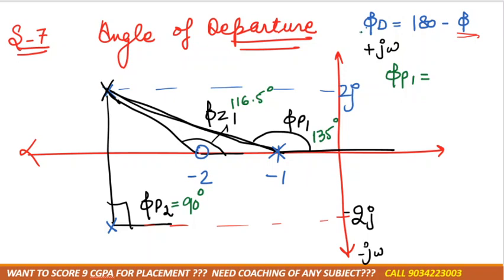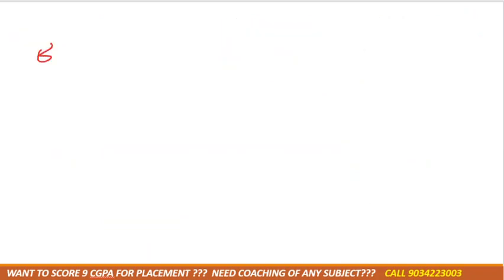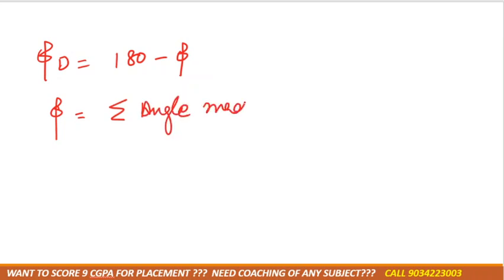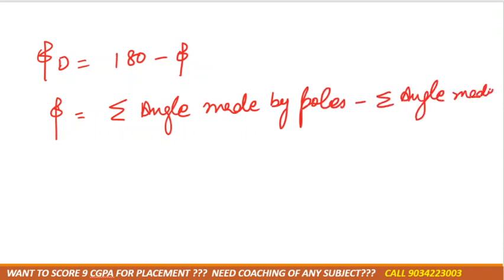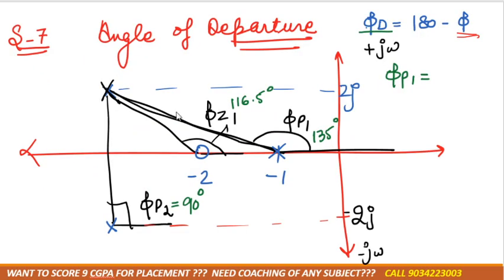Now angle of departure formula is what? Phi d is equal to 180 minus phi, correct? And phi is how much? That is the summation of angles made by poles minus the summation of angles made by zeros, correct? So phi would be how much? You can do the summation of angles made by poles and angles made by zeros. Do it and then tell me the value.